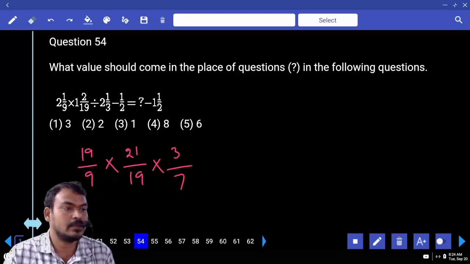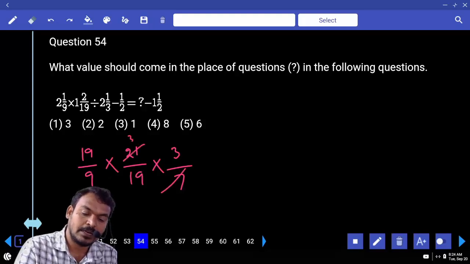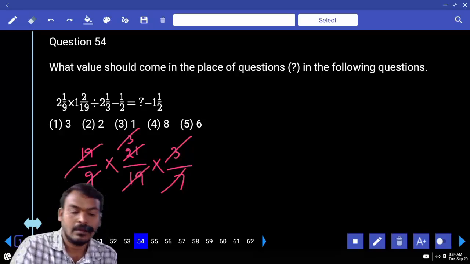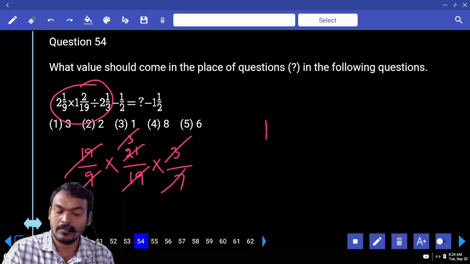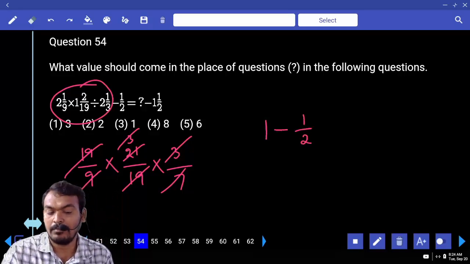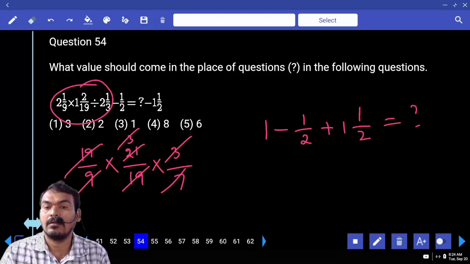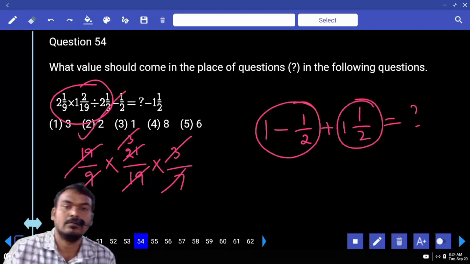3/7. Division becomes multiplication. 7 how many times? 3 times. 3 3s are 9. Get cancelled. 19 also cancelled. Means these three values equal to how much? 1. 1 minus half plus 1 and half. That is equal to something. 1 minus half means half. Plus 1 and half means 2. Which option? Second one.